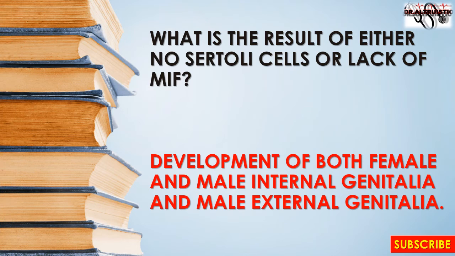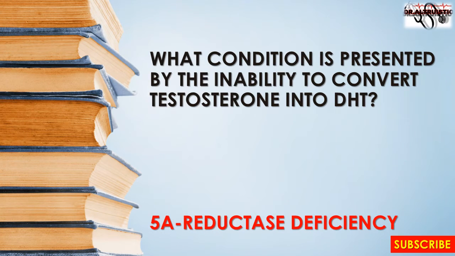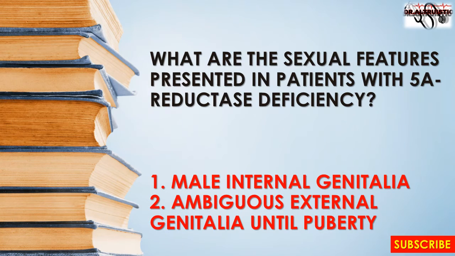What is the result of either no Sertoli cells or lack of MIF? Development of both female and male internal genitalia and male external genitalia. What condition is presented by the inability to convert testosterone into DHT? 5-alpha reductase deficiency. What are the sexual features presented in patients with 5-alpha reductase deficiency? 1. Male internal genitalia. 2. Ambiguous external genitalia until puberty.